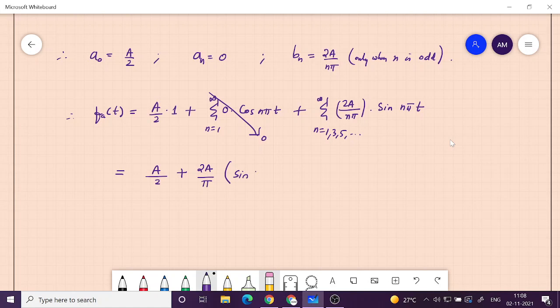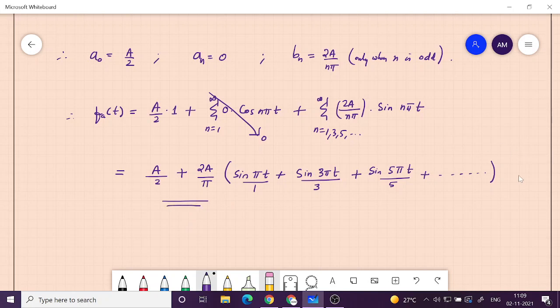sin, when n equal to 1 I will get sin pi t, plus when n is equal to 3 I will get sin 3 pi t by 3, plus sin 5 pi t by 5, plus etc. So this is the approximation. This is the best approximation.